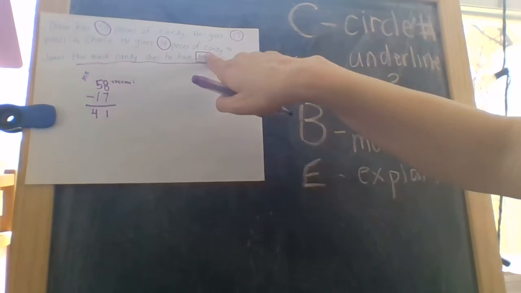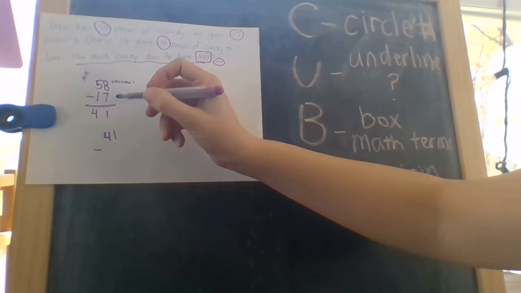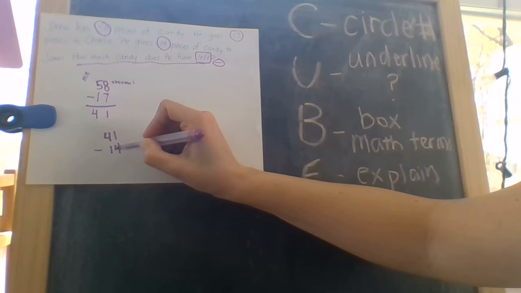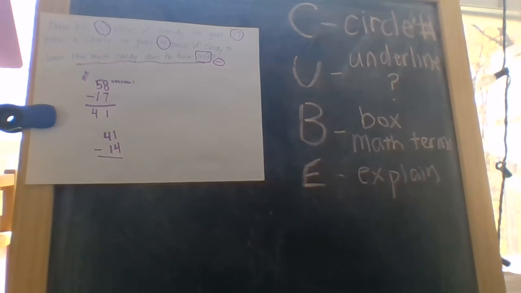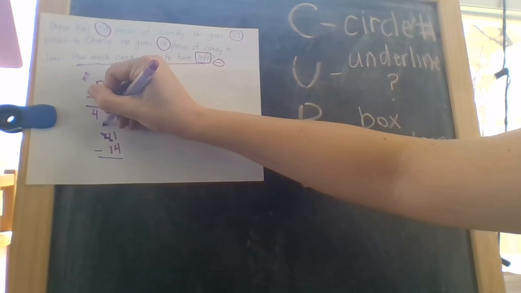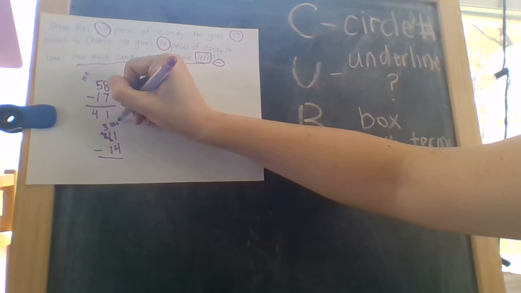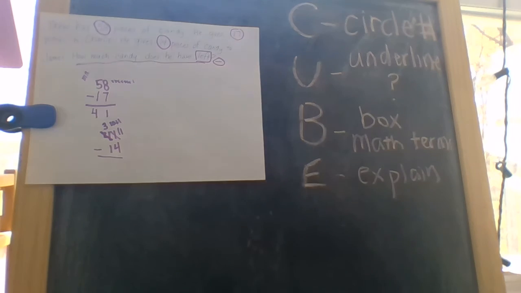So how much does he have left? No, because he also gave some candy to James. Now I'm going to take my 41 and I'm going to subtract the 14. Remember to keep my numbers lined up. All right, 1 minus 4. Well, guess what? I can't do that. Got to regroup. I'm going to go to my tens. I'm going to take away one group of 10, so I only have 3 tens left. And I'm going to take 10 and add it to the one I have, which gives me 11.